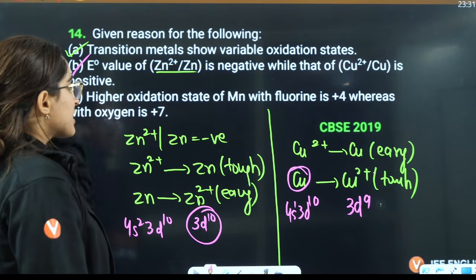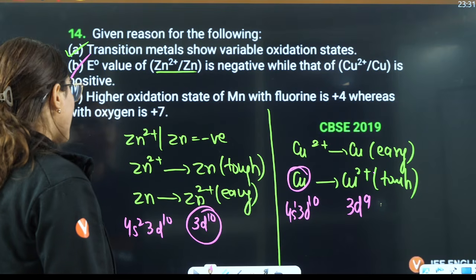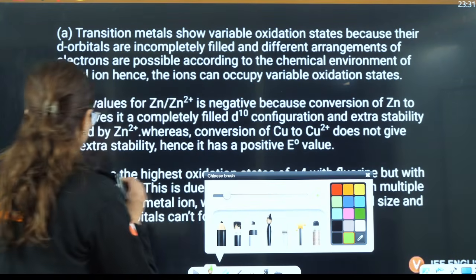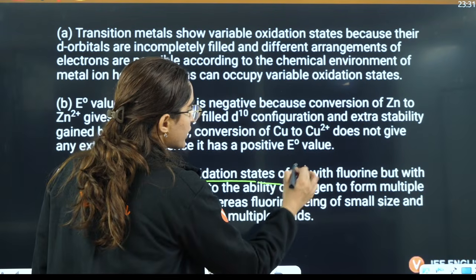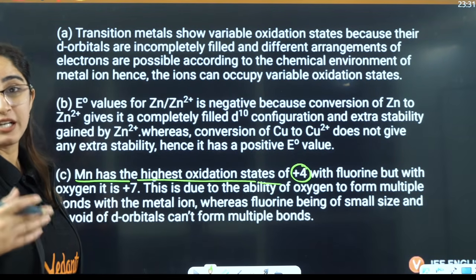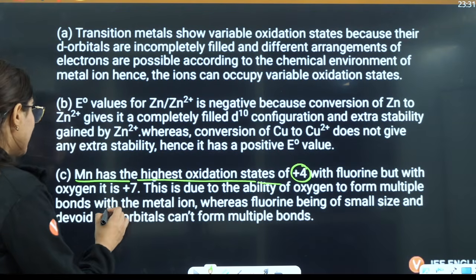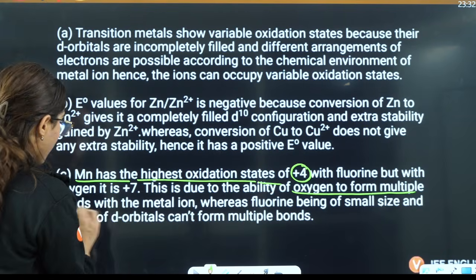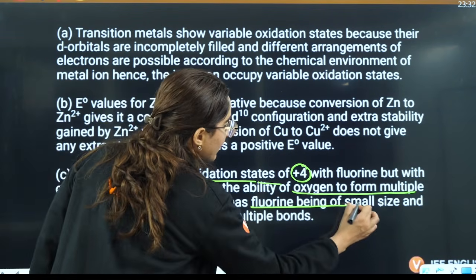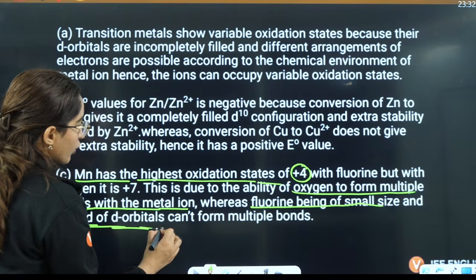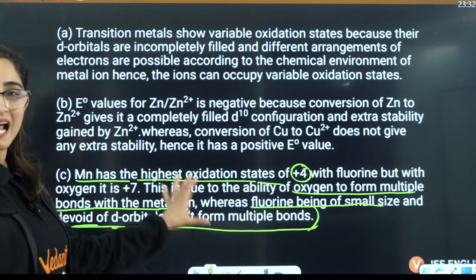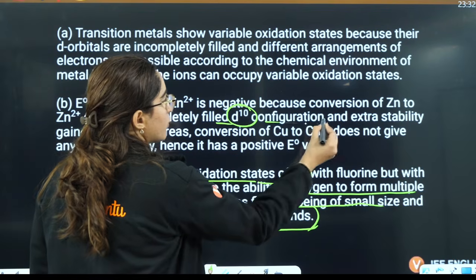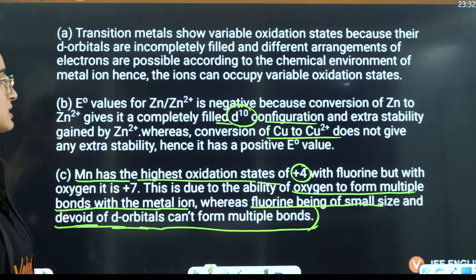Higher oxidation state of manganese with fluorine is +4 and with oxygen it is +7. Directly your NCERT line: manganese has highest oxidation state of +4 in fluorine, but with oxygen it is +7 because with oxygen it can form multiple bonds. Oxygen can form multiple bonds with the metal ion, whereas fluorine, being small in size and devoid of d orbital, can't form multiple bonds. Exactly your NCERT line. And the above one also you can answer according to the configuration. Same thing I have written, right?